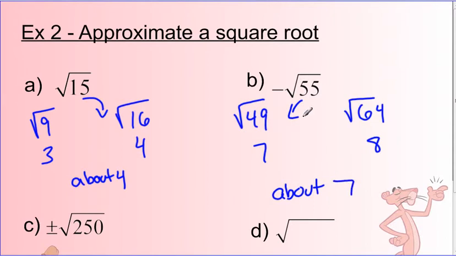7, but just don't forget about your negative sign here. If you want to throw negatives in here just so you keep track of it, good for you. But it's about a negative 7.